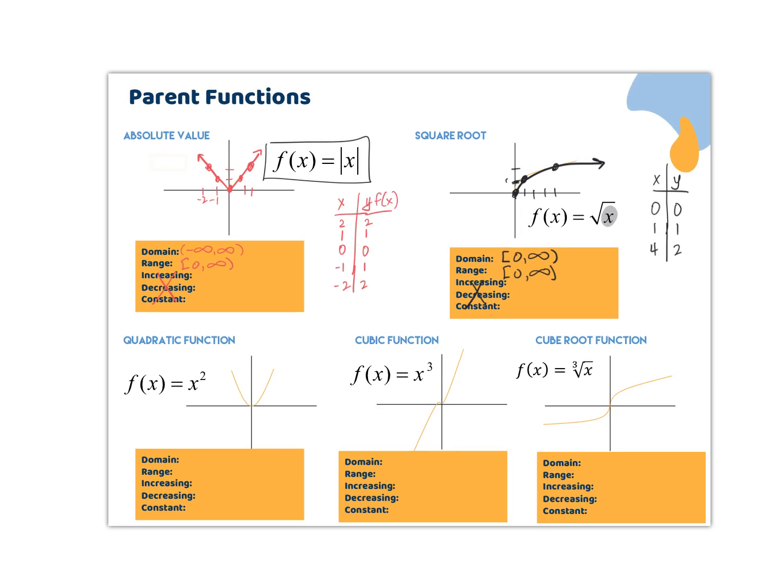When I go to my quadratic function, again, we're going to think of some x inputs and outputs that we can get if I ask you to graph this. Think of 0. If I plug 0 in for x, my output is 0. If I plug in 1 for x, my output is 1. If I plug in 2, 2 squared is 4. And if I do -1, -1 squared is 1, and -2 squared is +4.